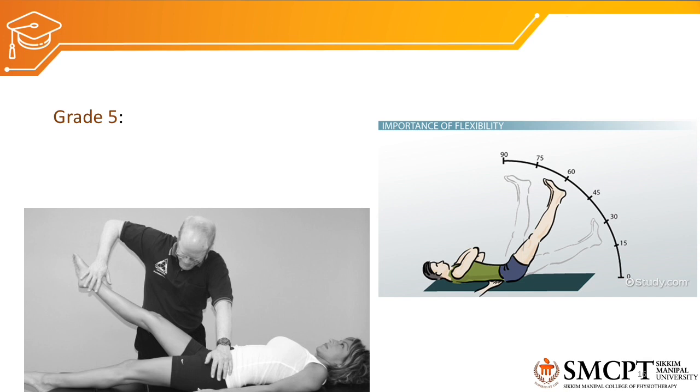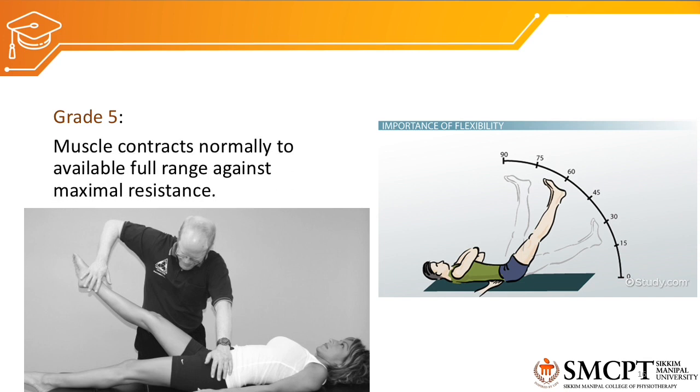What does grade 5 mean? We will be tagging the muscle as grade 5 if the muscle is able to perform full range of motion against maximal resistance, or also grade 5 is considered as a normal muscle strength. You can see in this diagram, the patient is trying to perform hip flexion to full range, that is 0 to 90 degree, and the therapist is applying full resistance, and patient is able to overcome that full resistance applied by the therapist and complete the full available range of motion. This would be considered as grade 5.